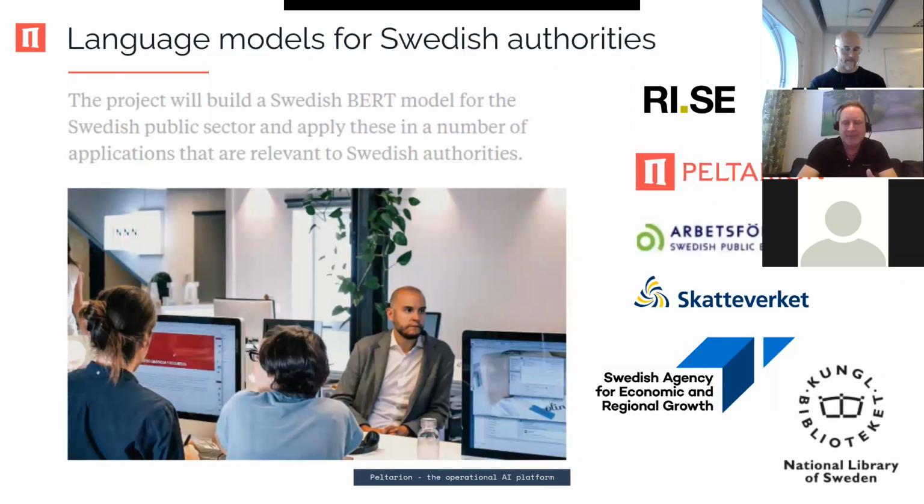Just a recap perhaps about this Svebert project that I mentioned a number of times. We have a number of collaborators in this, and RISE is driving it with Magnus in the lead. And then we have AI Sweden, of course, Peltarion, and the Public Employment Service, and Tax Authority, and National Library, and others that are joining it. And I think it's really awesome to see that, especially given the immense research progress that we have seen in NLP in recent years, that we also want to really make use of it.